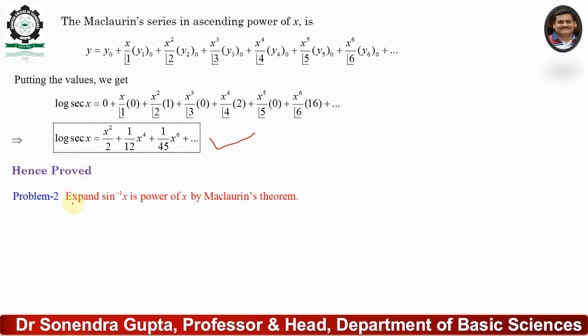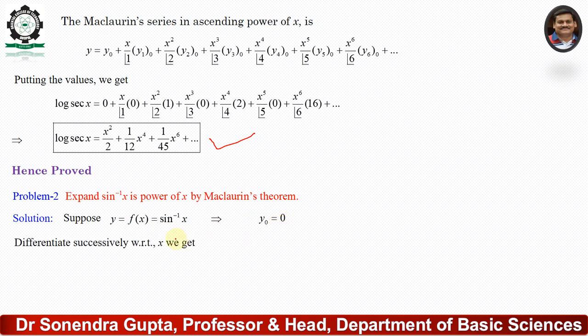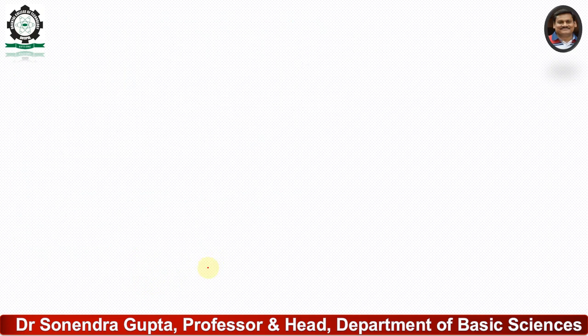Now the second question is: expand sin inverse x in powers of x by Maclaurin's theorem. Now how to solve it? Suppose y equals f of x, which is sin inverse of x, so y0 of 0 equals 0. Again we differentiate with respect to x, then we get 1 upon under root 1 minus x square. Then we can write 1 minus x square to the power minus half, which is expanded by the binomial expansion, which is discussed in the notes.